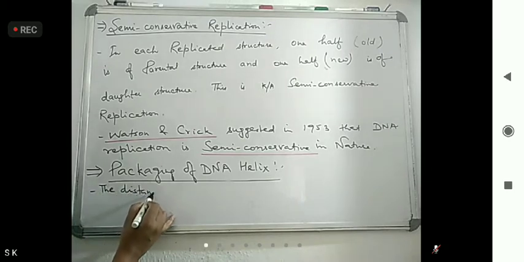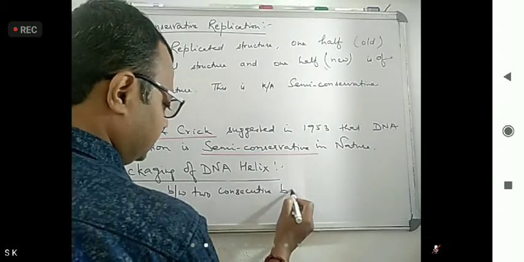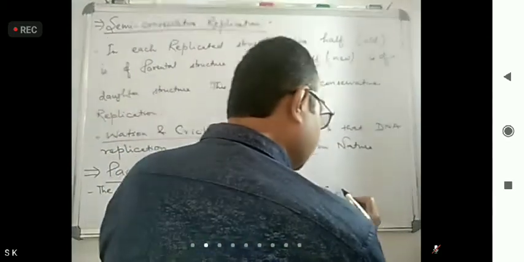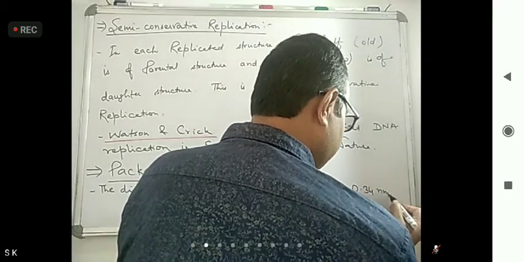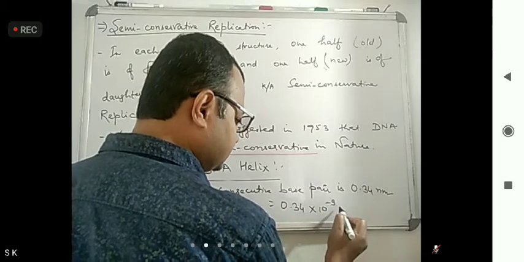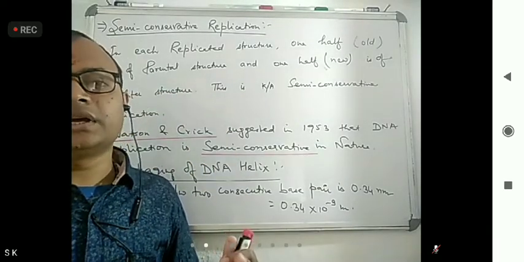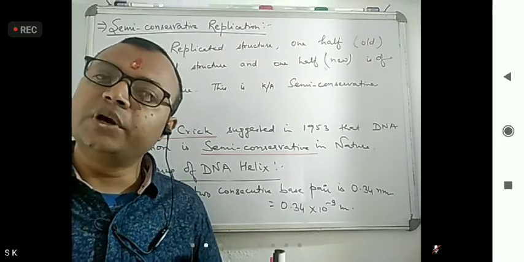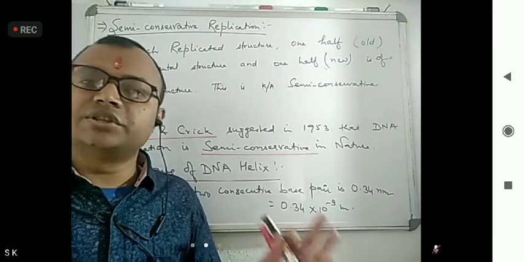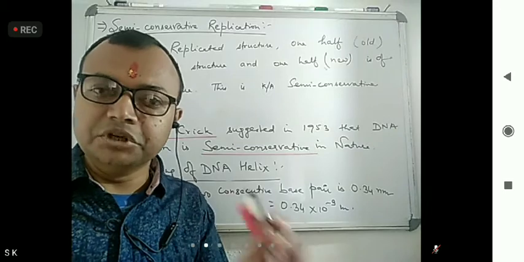The distance between two consecutive base pair, what we have seen is 0.34 nanometer or 3.4 angstrom. If we are converting this in meter, so 0.34 into 10 to the power minus 9 meter. Now, we also seen that the length of a haploid cell is 3.3 into 10 to the power 9, but diploid it will come double. So 6.6 into 10 to the power 9 into 0.34 into 10 to the power minus 9 meters. So how it will come? 2.2 meter.